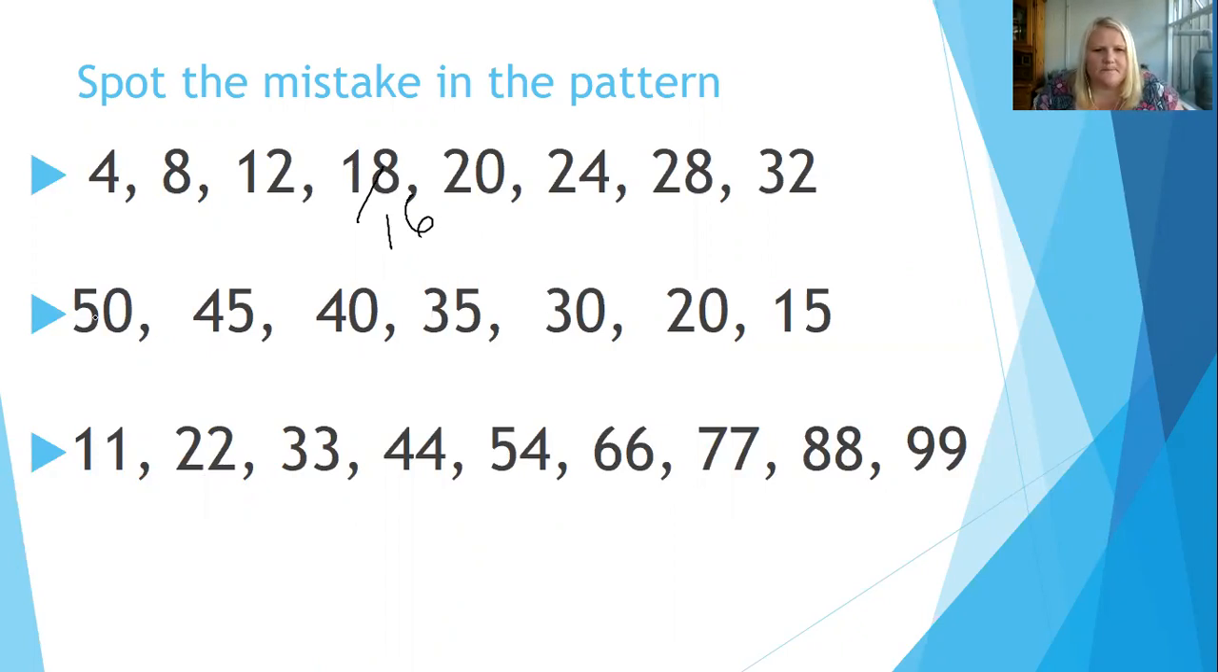Right, what about this one? Where's the mistake? I'm going to think about it. Okay, so I think we're going backwards. We're getting smaller with the 5 times table. So let's see how we go. 50, 45, 40, 35, 30, 20, 15. Something's not right. I think it's here. No? Oh, here. Getting warmer. Somewhere between 20 and 30. What's missing between 20 and 30? 25. Well done if you spotted that mistake.